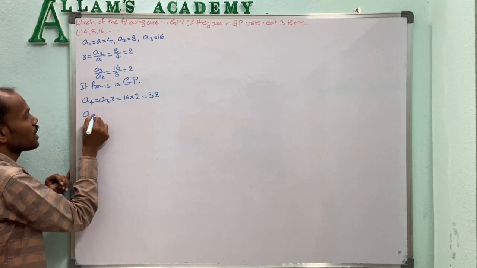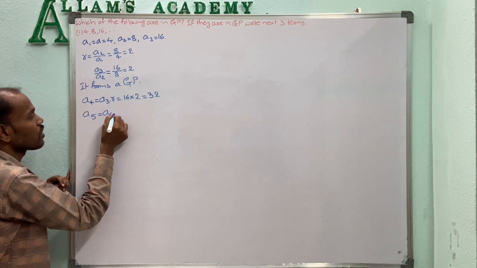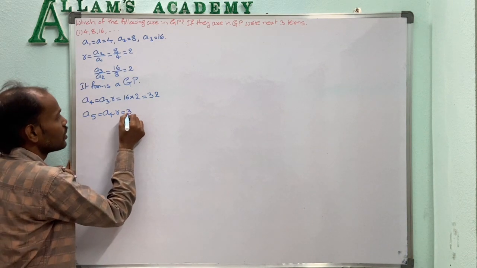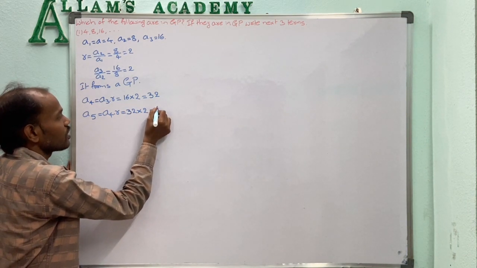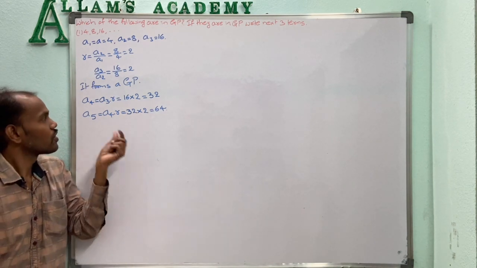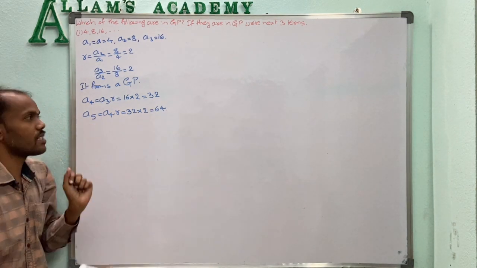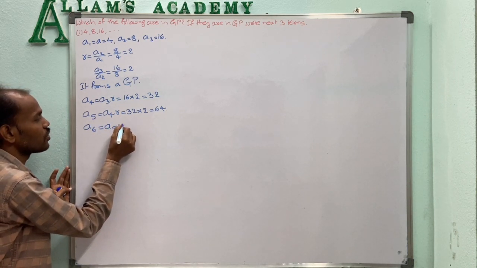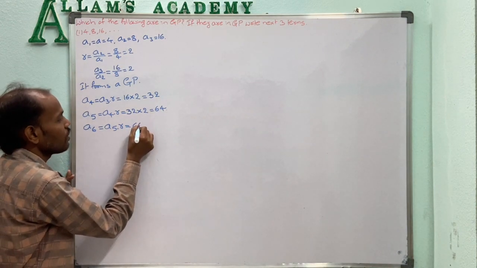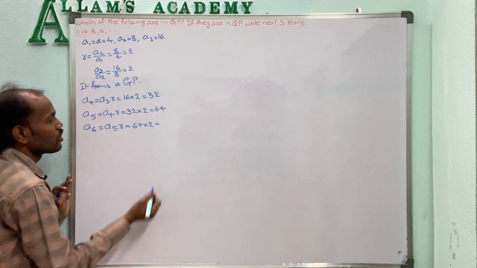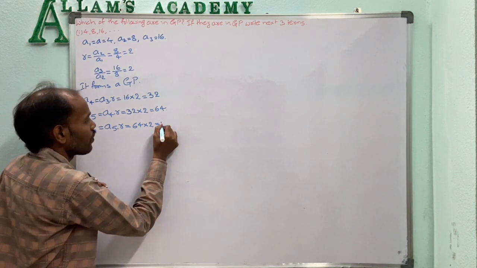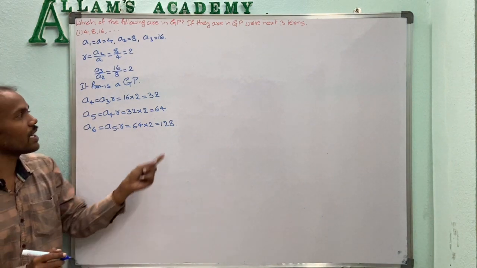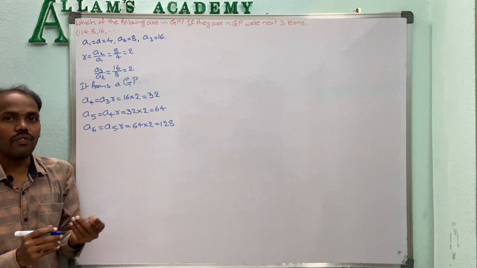Now the fifth term a5 is equal to the fourth term a4 into r. The fourth term is 32 into the common ratio 2. So 32 twos are 64. The fifth term of this geometric progression is 64. Now the sixth term a6 is equal to a5 into r. The fifth term is 64 into the common ratio 2, so 64 twos are 128. So the next three terms of this geometric progression are 32, 64 and 128.